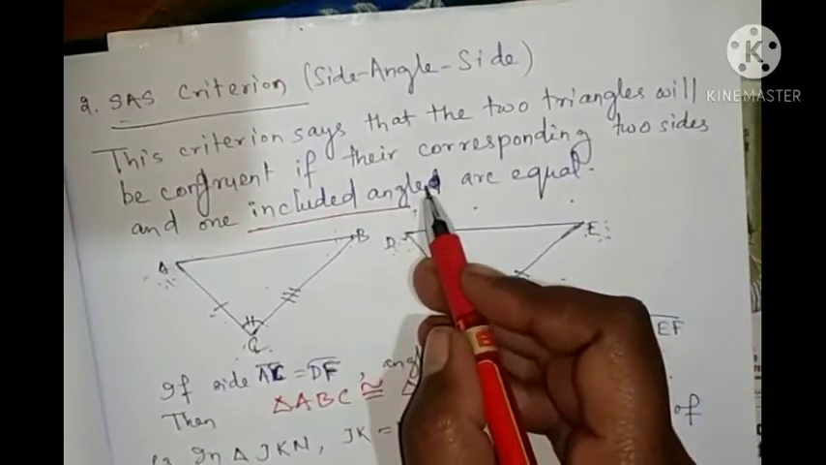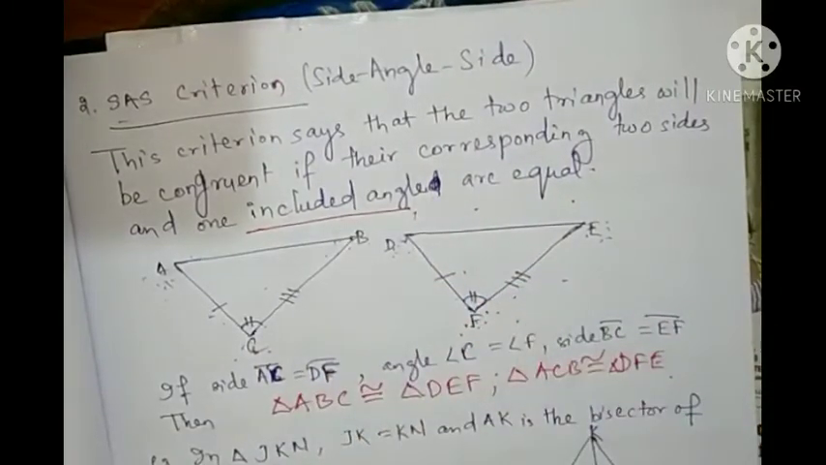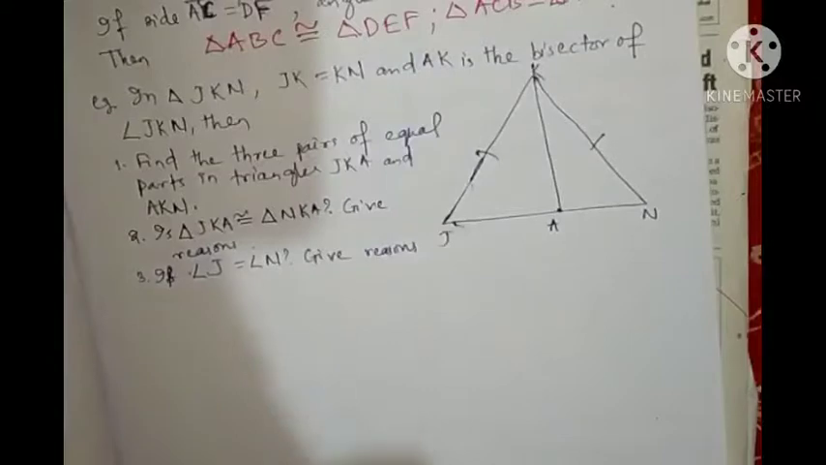One included angles are equal. Okay, so the two triangles are congruent. Let's see some example.